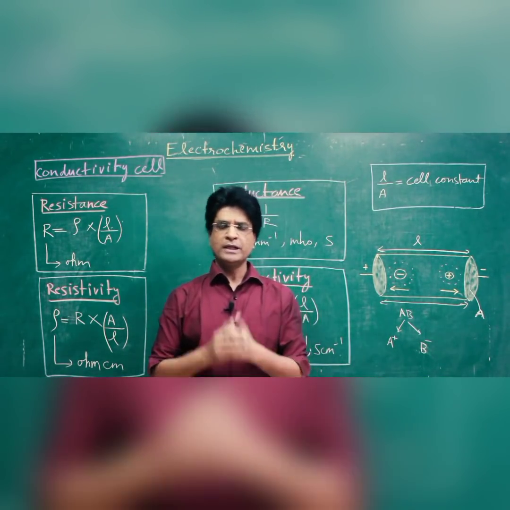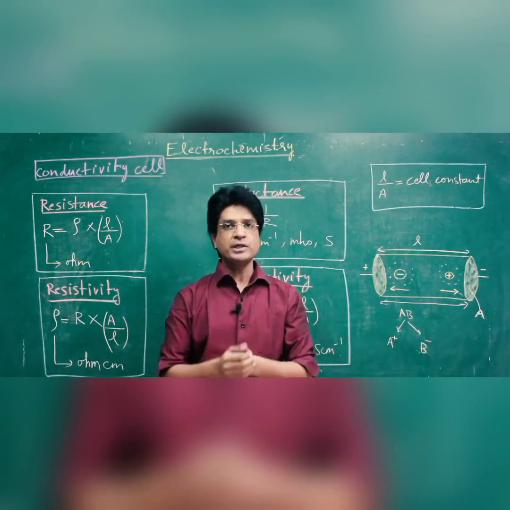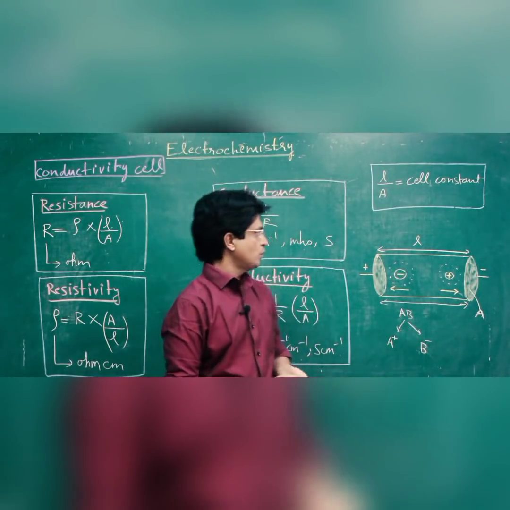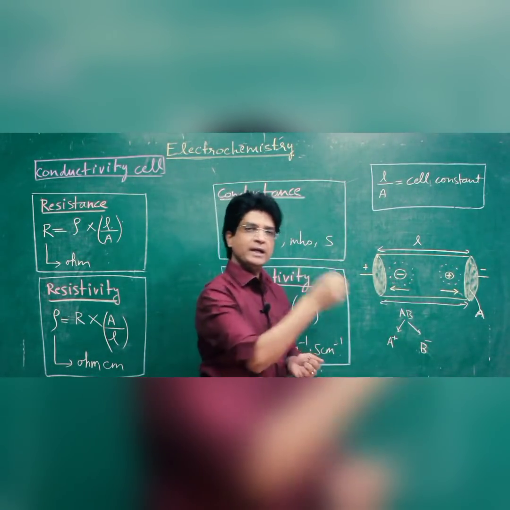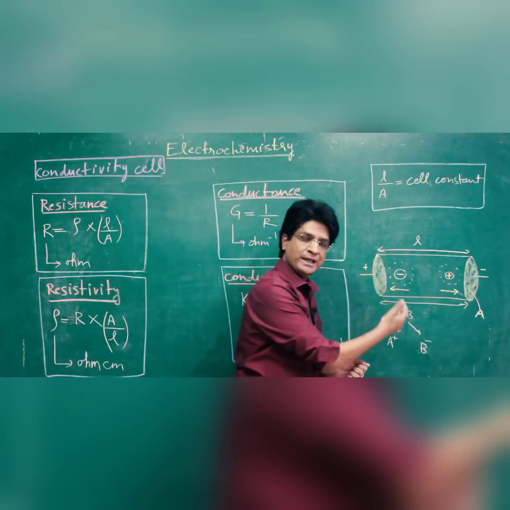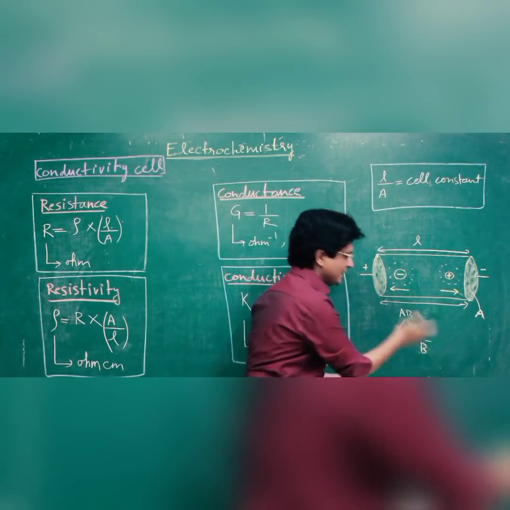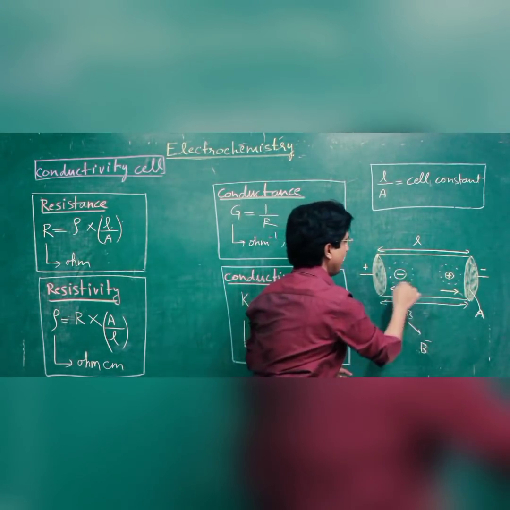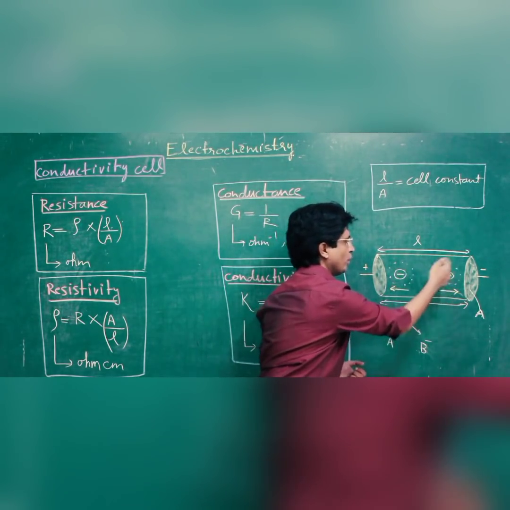Now let us come to the definition of conductivity cell. So in simple words, conductivity cell is a cell which measures the conductance of an electrolytic solution. So what do I mean by that? I'll take a cell, put water into it and then drop electrolyte. Since both electrolyte and water are polar in nature, the electrolyte will dissociate into cations and anions. The moment the electrolyte dissociates into cations and anions, it will be hydrated. I mean that the cation and anion will be surrounded by water molecules.